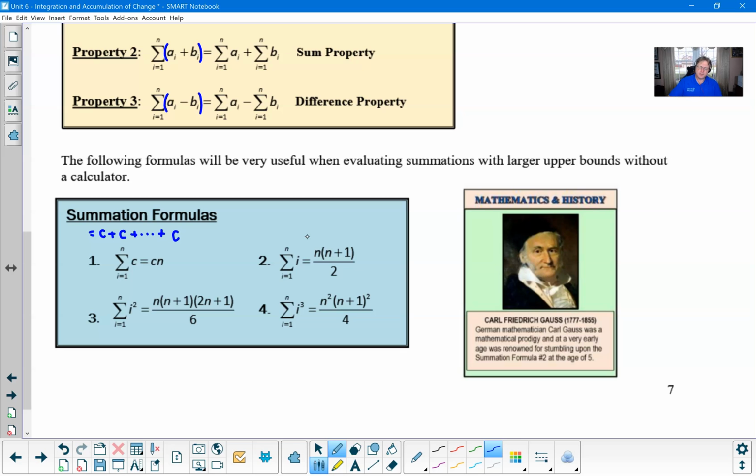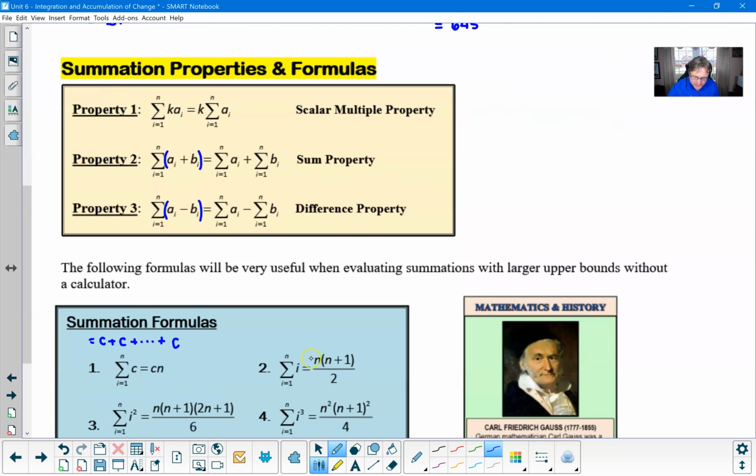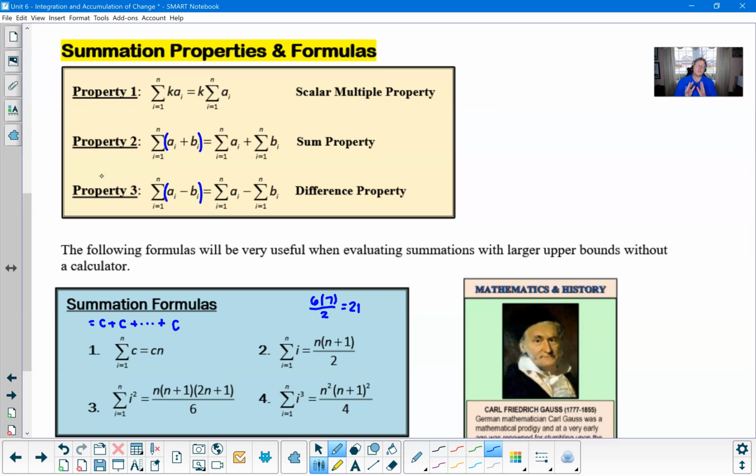If you go back to the original first problem that we did, remember the summation as i goes from 1 to 6. Well, if I use this formula and let the n be 6, you get 6 times 7, all divided by 2, and lo and behold, 42 divided by 2 is 21, and that's exactly what we had here. So it's a really wonderful way to get your answers a bit faster.